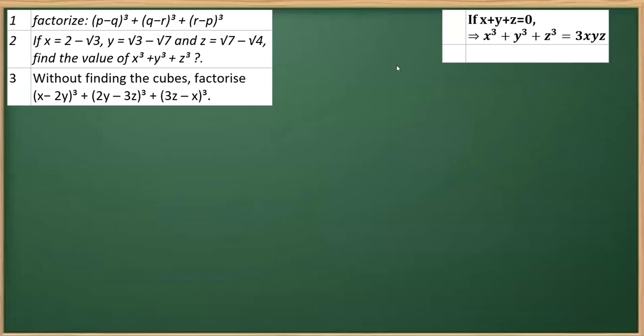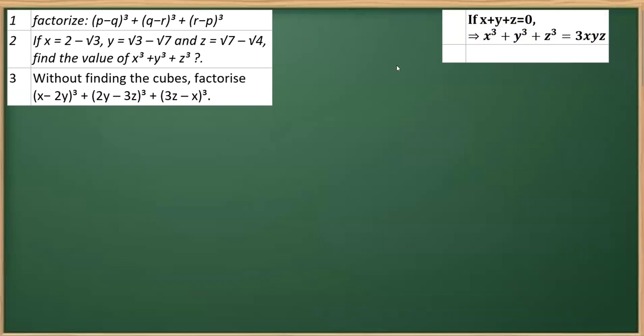This video is in continuity with my previous video that is based on this identity. That is, if x plus y plus z is 0, then x cube plus y cube plus z cube is 3xyz. It is actually derived from the 8th identity of class 9th polynomials.